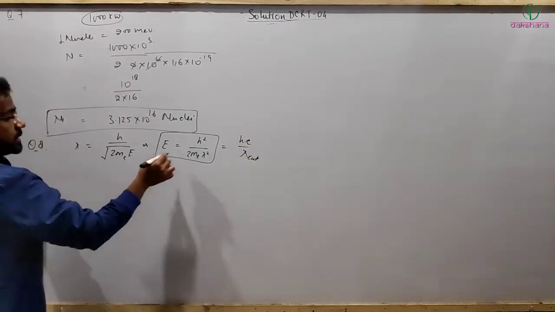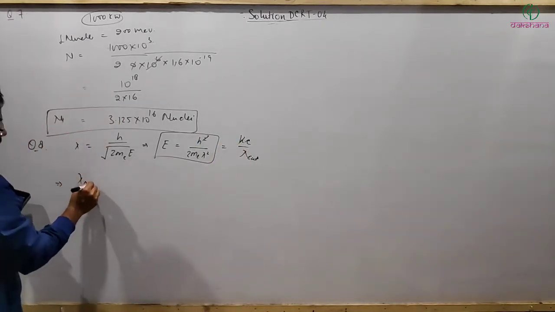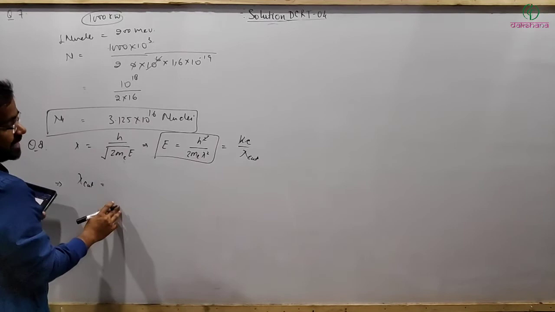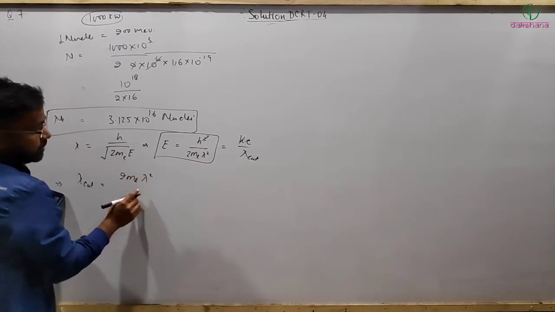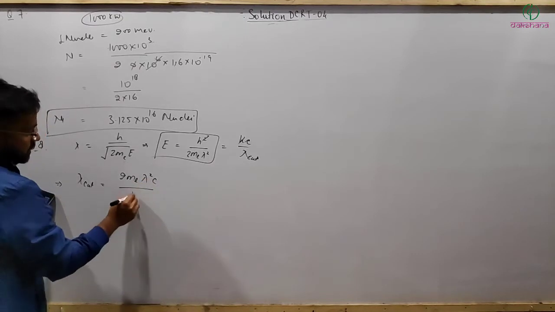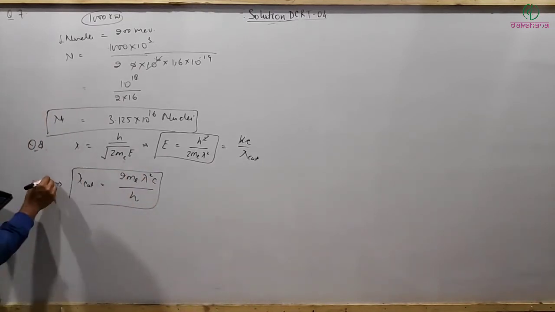So here we can see lambda cutoff, one h gets cancelled. So lambda cutoff is coming out to be how much? That will be equal to 2me into lambda square multiplied by c divided by h. This will be the lambda cutoff. That is matching with option number 1.